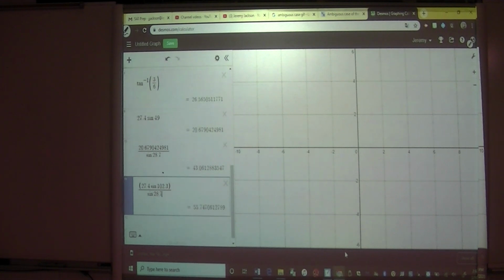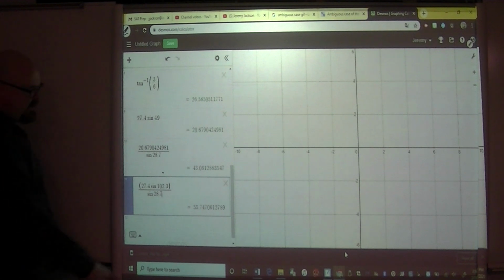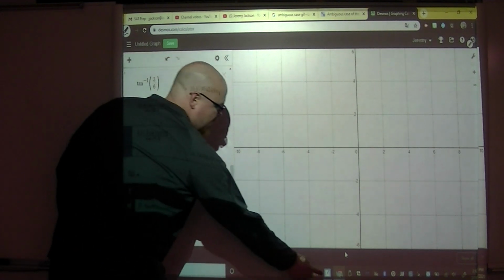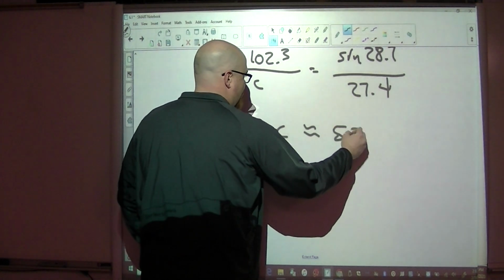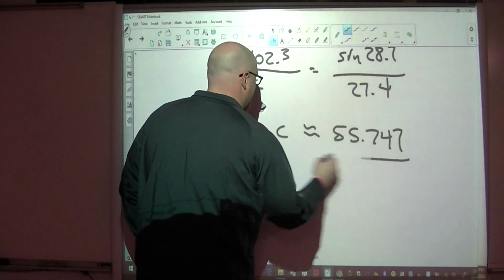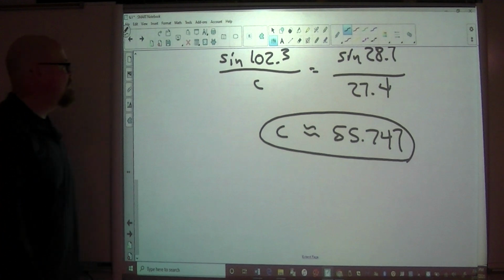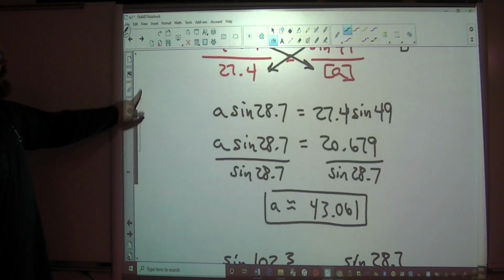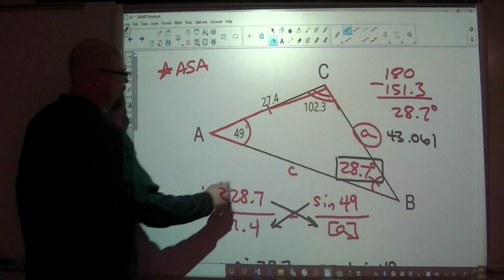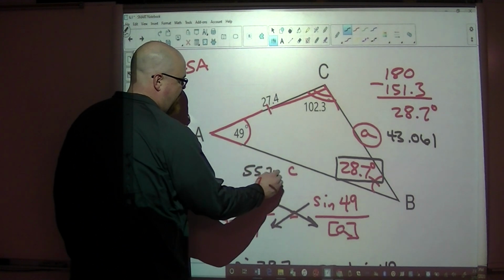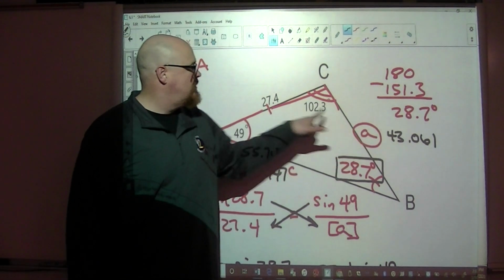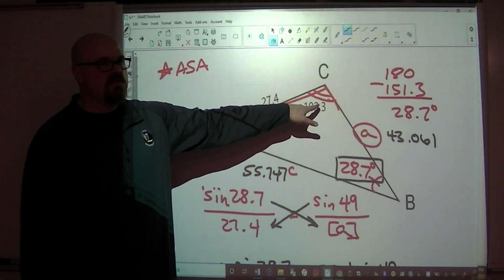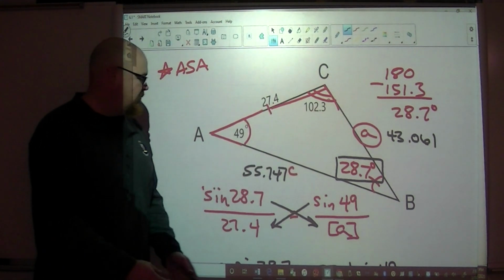So we get 55.747. So we get 55.747 for C. My math is good there if I was using the right numbers. So up here we get 55.747, which is good because this is the largest side compared to these two, and it is across from the biggest angle compared to these two. Okay?